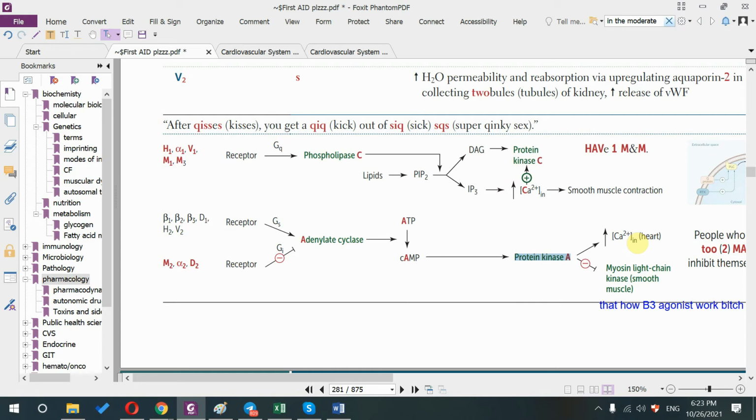At the same time, the protein kinase A will lead to an inhibition of the light chain of the smooth muscles, which leads to vasodilatation. That's why beta 2 receptors lead to vasodilatation, guys, because it leads to inhibition of the myosin light chain kinase.